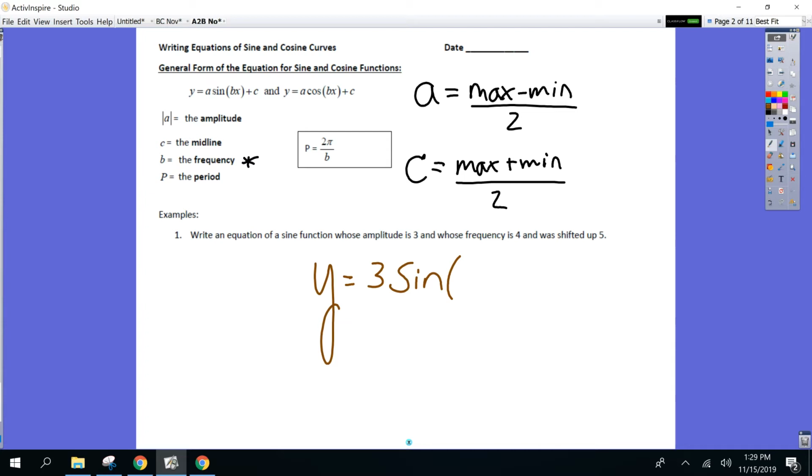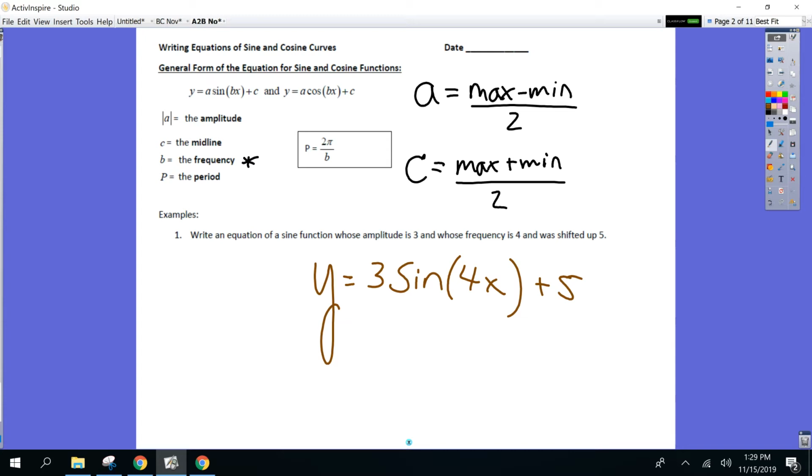B value. That's the frequency. Gave it to you on a silver platter again. What is it? 4. So 4x. And then the C value, which is the shift. Up 5, so that's the only thinking involved here. Plus 5. There's your equation. Everything handed right to you. The problem, though, is that in the next one I'm not going to give you all the values on a platter. You're going to have to find some on your own. But is there anything you want to ask now before we get more difficult?